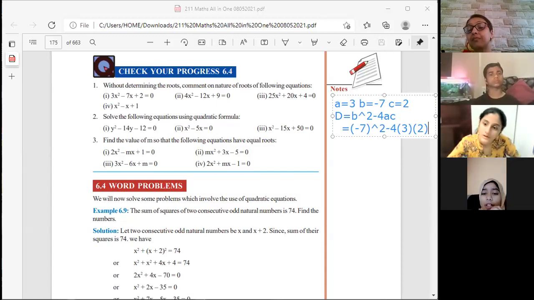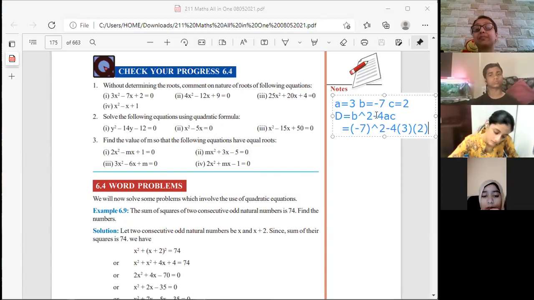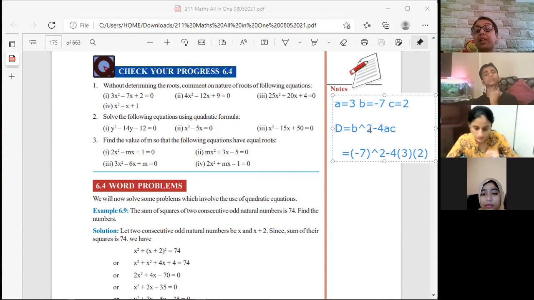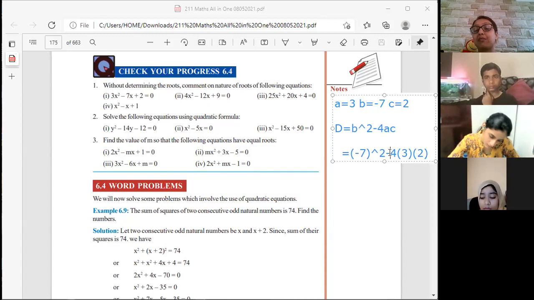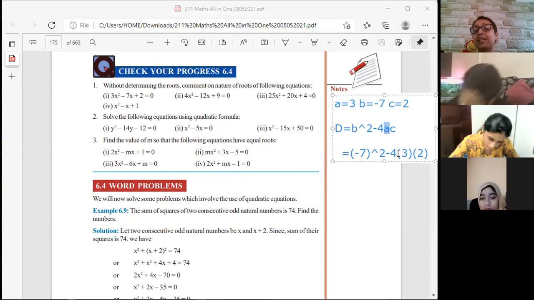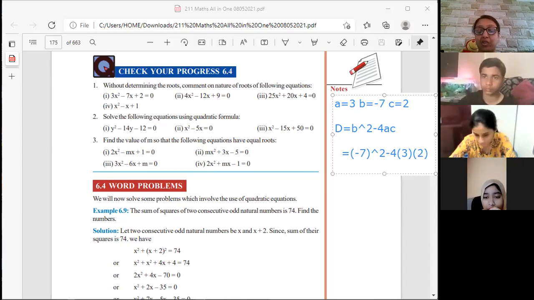Teacher, from where did you get that minus 4AC? See, this is the formula, right? I'm only substituting. If I am supposed to write 4, I'm writing 4 as it is of the formula. A is 3, and that is why I'm writing multiplied by 3. C is 2, and that is why I'm writing multiplied by 2. Is it clear? Yes. I've only substituted, didn't do anything extra.